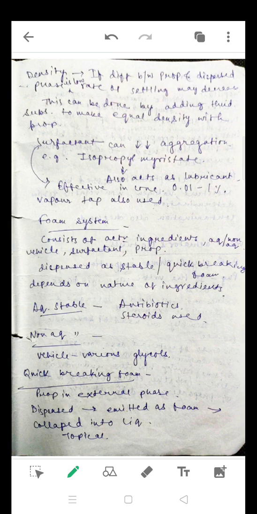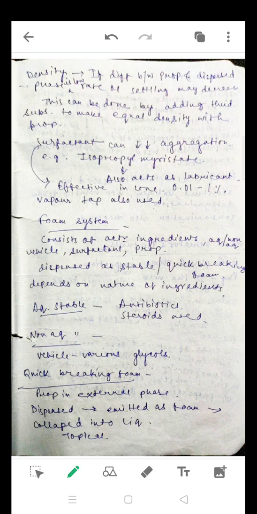Sometimes a surfactant can reduce the aggregation, like isopropyl myristate. It also acts as a lubricant. The effective concentration of isopropyl myristate is 0.01 to 1%. Next comes the foam system. It consists of active ingredients, aqueous or non-aqueous vehicle, surfactant and propellant. It can be dispensed as stable or quick breaking foam.